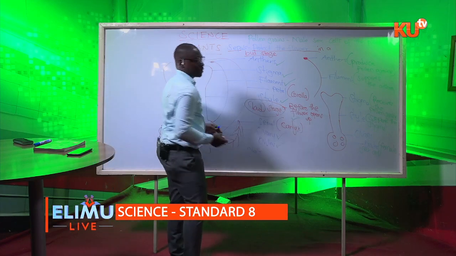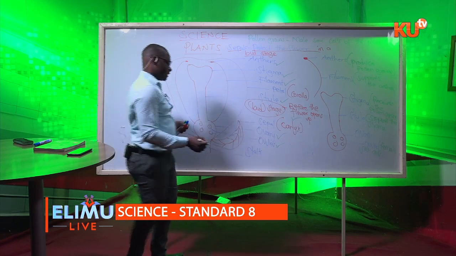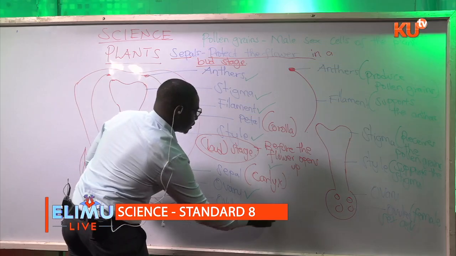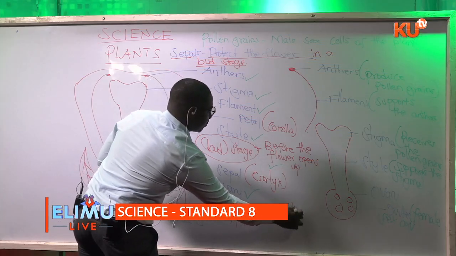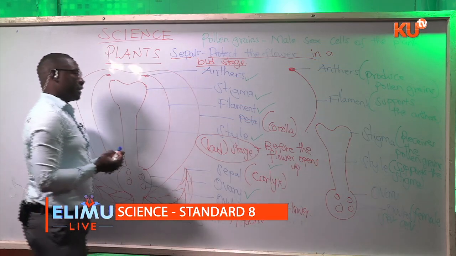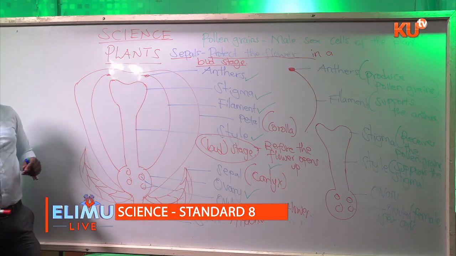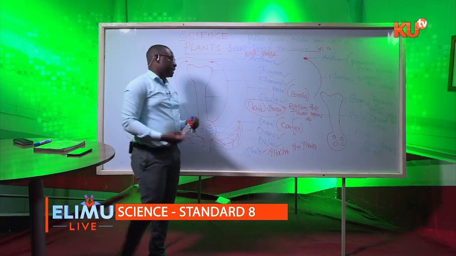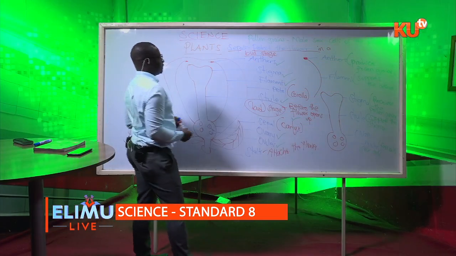Then we have the stalk. The stalk is the one that attaches the flower to the plant. So the stalk attaches the flower to the plant. Those are the functions of the parts of a flower. So maybe I can go through them once again very quickly.